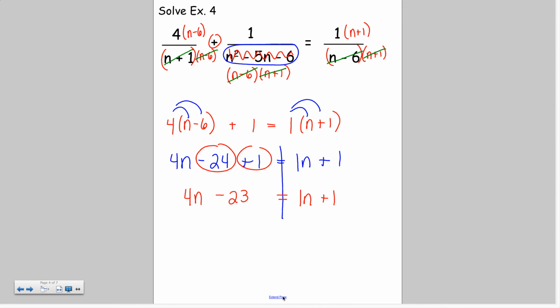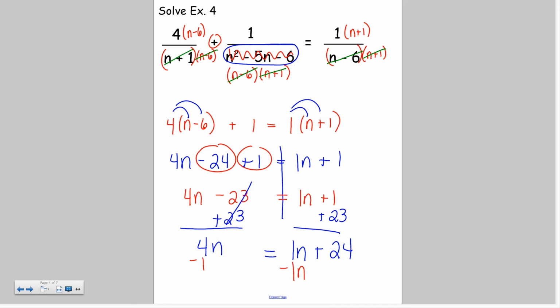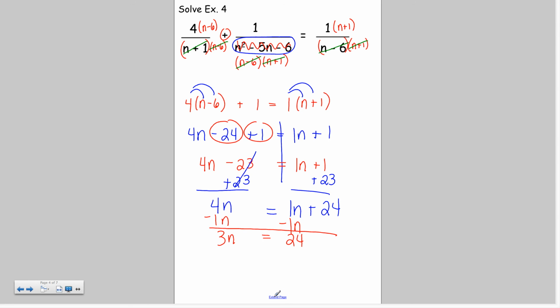At this point, I can start moving things from side to side because I don't see any more like terms. My 23's cancel. Now I can move my n. So I'm left with 3n equals 24. And if I divide by 3 at the very end, I get 8.